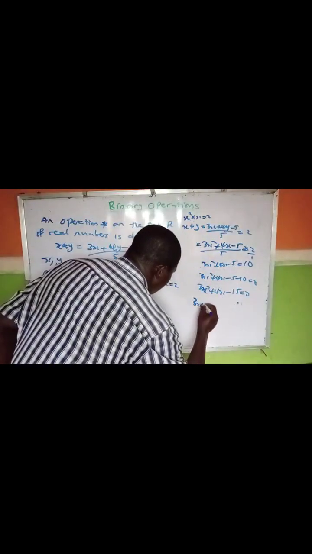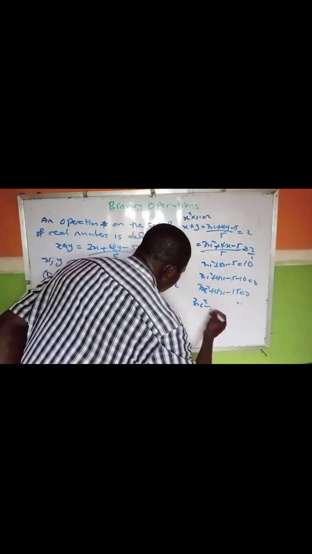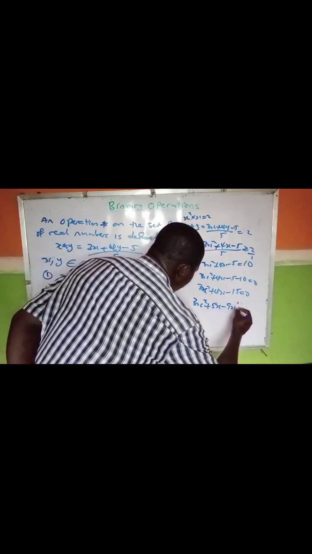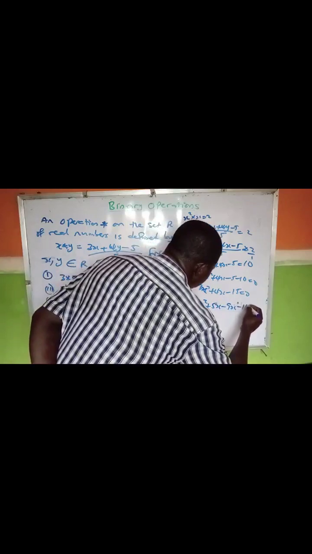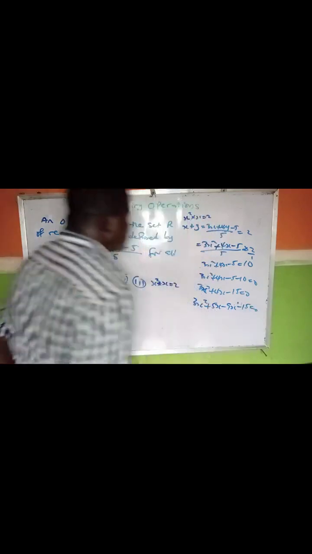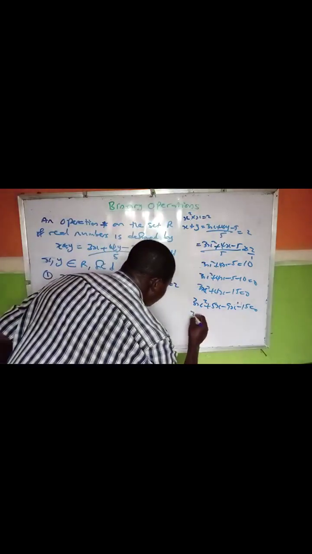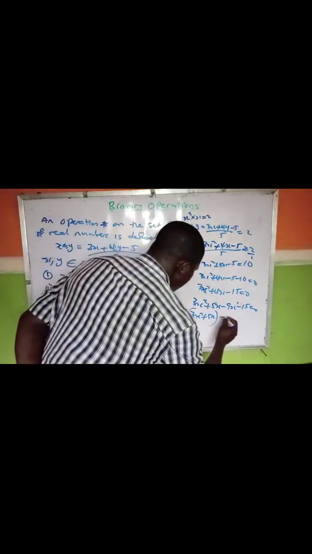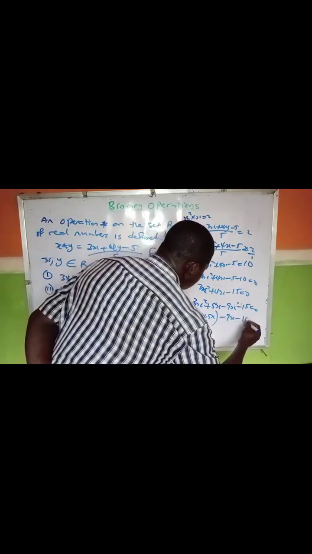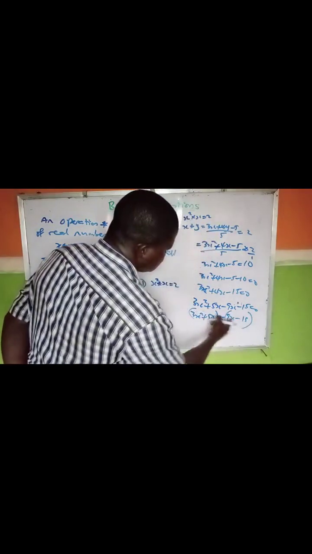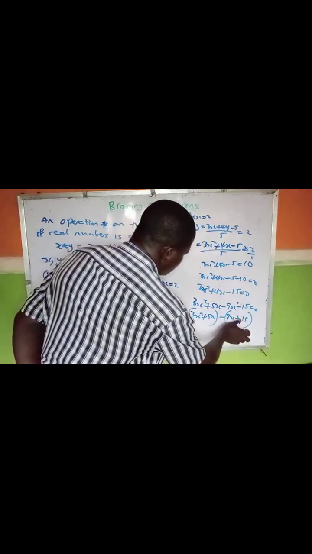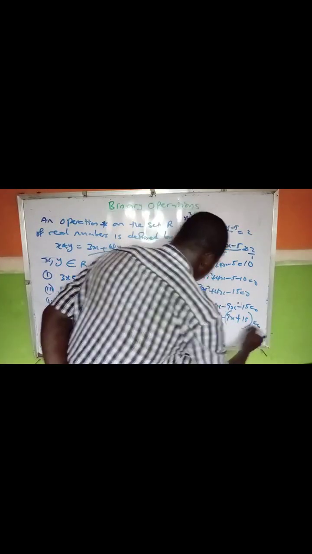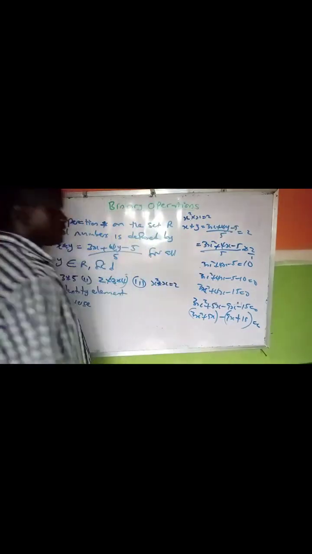You will have 3x squared plus 5x in brackets, minus 9x minus 15 in brackets. So minus times minus here is plus. So when you put brackets, you will change the sign. So equal to 0.